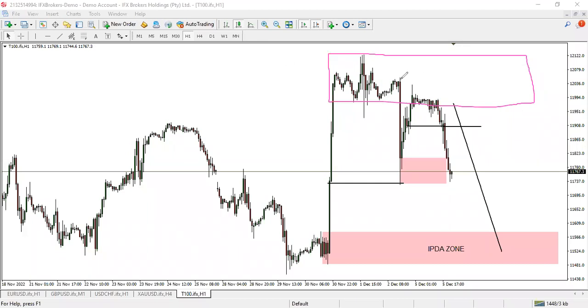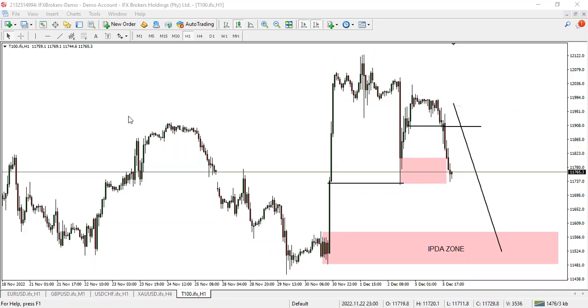Then if you can check, this was NFP. So if I was trading, I was going to be able to catch this sell. I still remember this was NFP, you see? So in this NFP, I was in there. So check here, guys. Let me clear these drawings and use zones.